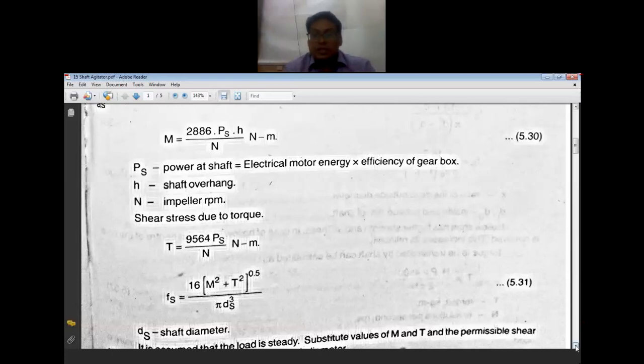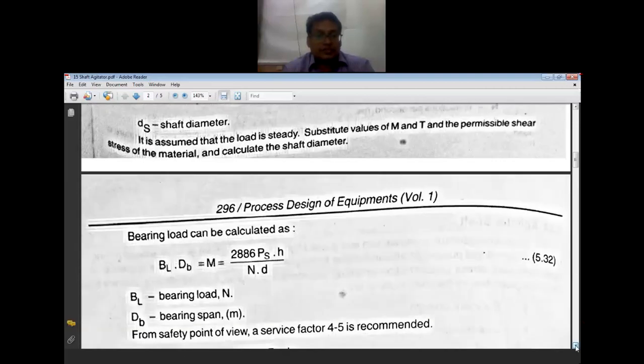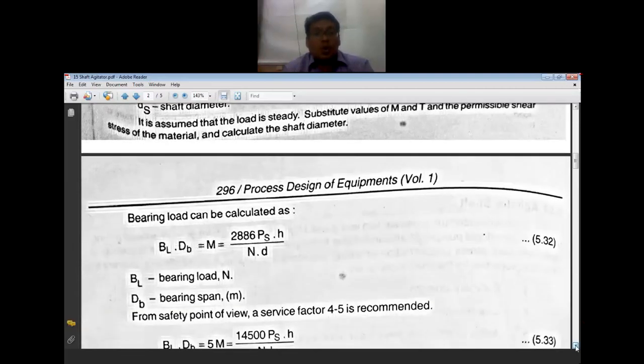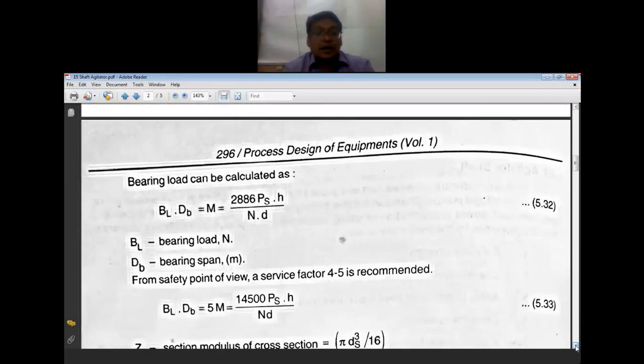So this is related to the shear stresses. Now the bearing load can be calculated as BL into dB, where BL is the bearing load and dB is the bearing span, and this is equal to the bending moment. So from this formula you can calculate the bearing load.